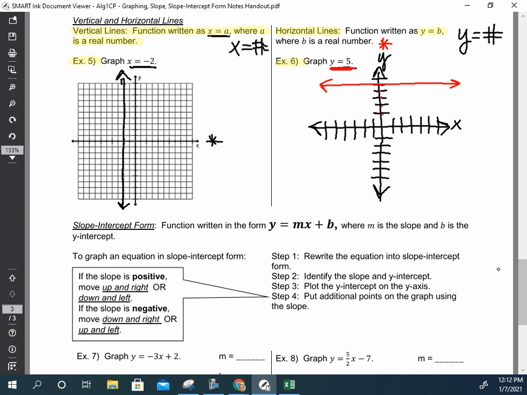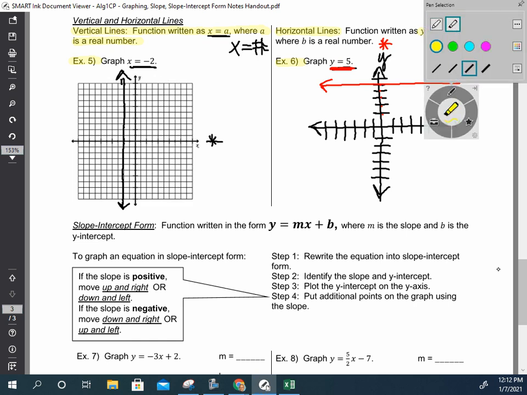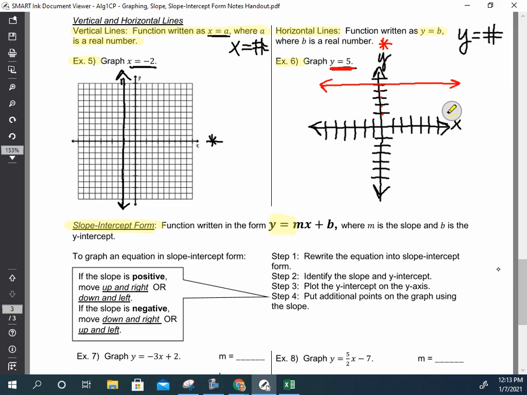So, last two examples involve a beautiful formula called slope-intercept form. The slope-intercept form is y equals mx plus b. M is the slope, and b is the y-intercept. So m is the slope, and b is the y-intercept.